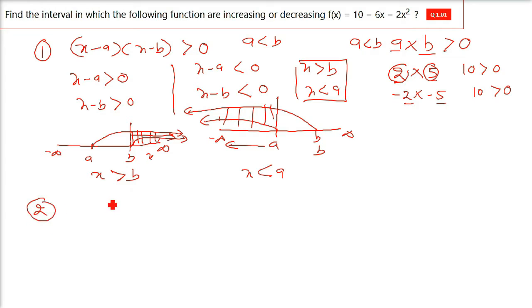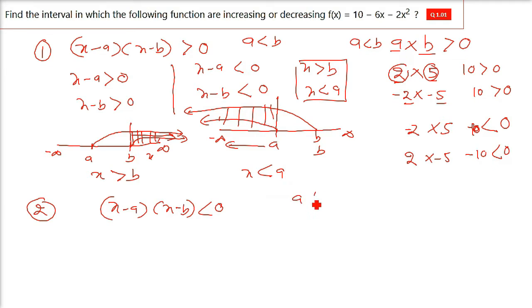The second condition which we just discussed is x minus a into x minus b if it is less than 0. That is, if a is less than b and a into b is less than 0. What does it mean? One has to be negative. That is, one is negative, one is positive. Minus 2 into 5 is negative 10, less than 0. And 2 into negative 5, which is again minus 10, which is less than 0. So if we consider a less than b, and x minus a into x minus b has to be less than 0, one has to be negative. So this is x minus a greater than 0 and x minus b less than 0, one case, or x minus a is less than 0 and x minus b is greater than 0.